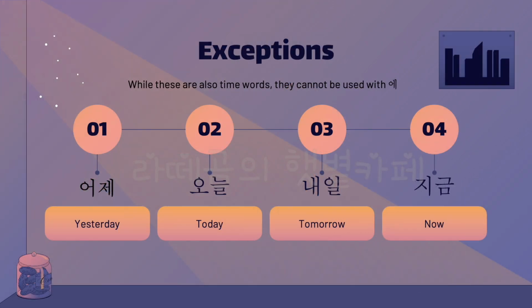Here are some exceptions. These are also time words, but you cannot use them with 에. So yesterday, today, tomorrow, or now. You can't say at yesterday, in yesterday, or at tomorrow, in tomorrow, right? So we do not use 에 with these words.